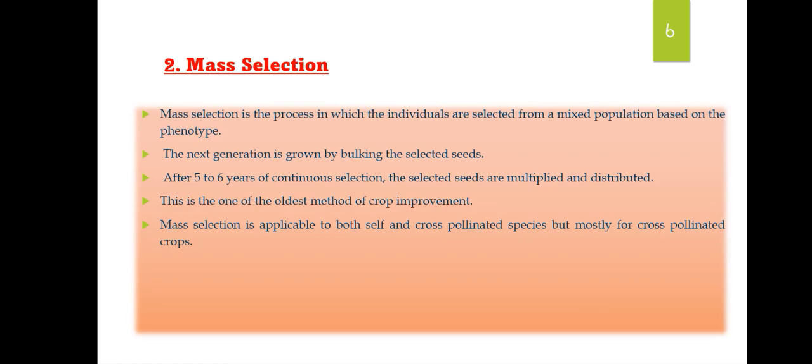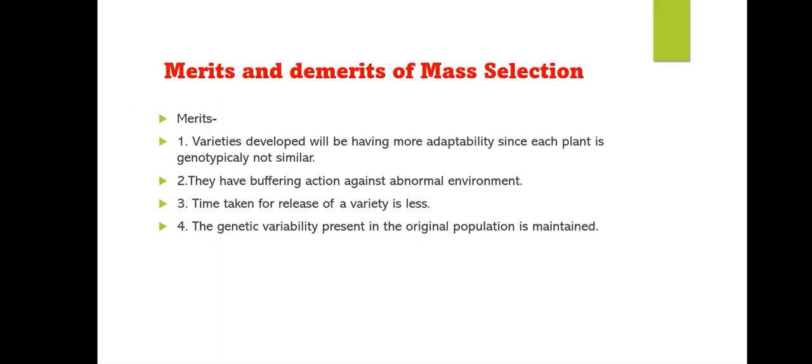Second is mass selection. Mass selection is the process in which individuals are selected from a mixed population based on phenotypes. The next generation is grown by bulking the selected seeds. After 5 to 6 years of continuous selection, the selected seeds are multiplied and distributed. This is one of the oldest methods of crop improvement.